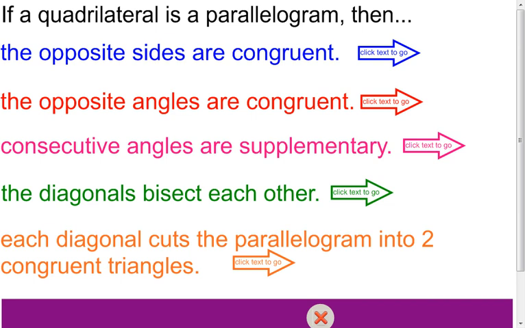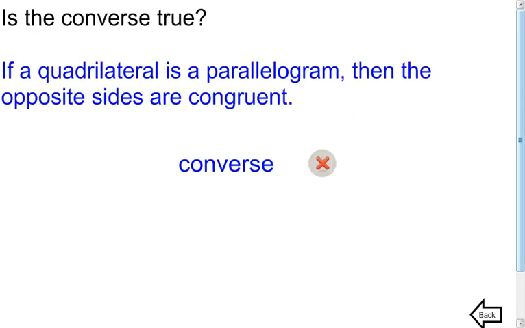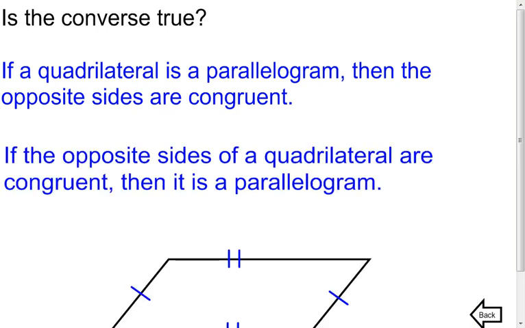Remember, this says if the quadrilateral is a parallelogram. So we first know it's a parallelogram, then we know all of these things. What we're going to do today is look at the converse. So here's that original statement from the other day. The converse says if the opposite sides of a quadrilateral are congruent, then it is a parallelogram.